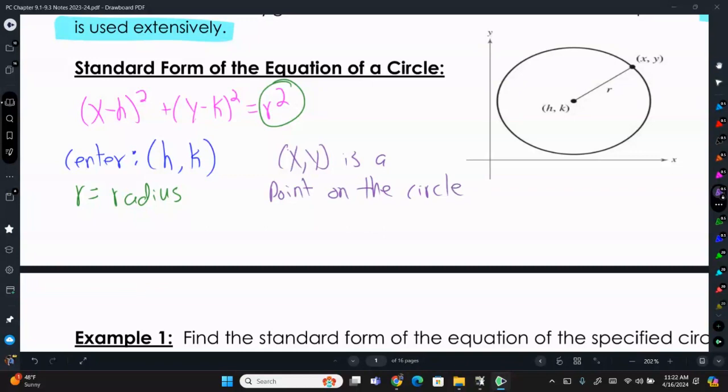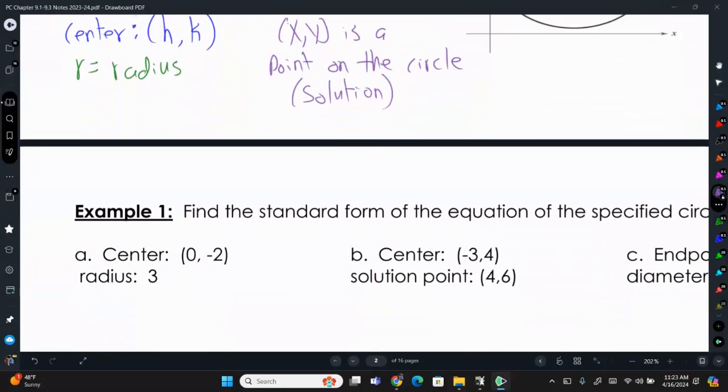So sometimes I'll give you a point and a radius, and you can find the center. As long as you have some of this information, you can find the other parts of the circle or the other components. Sometimes this is called the solution. All right, so let's go on to the next page.